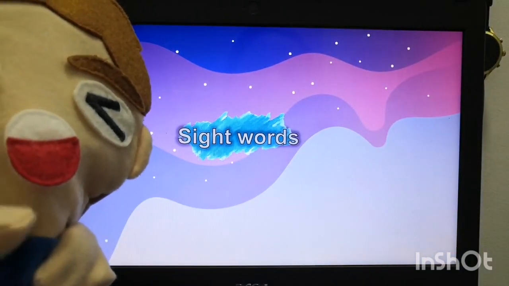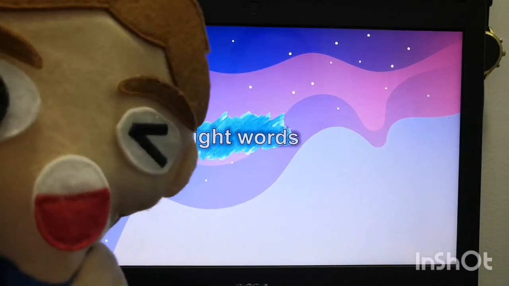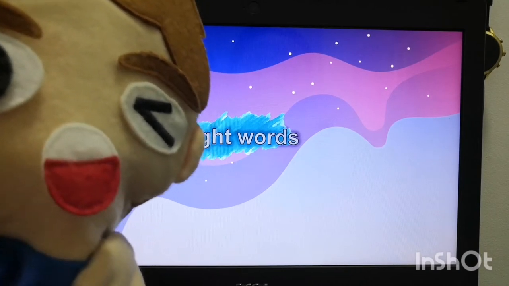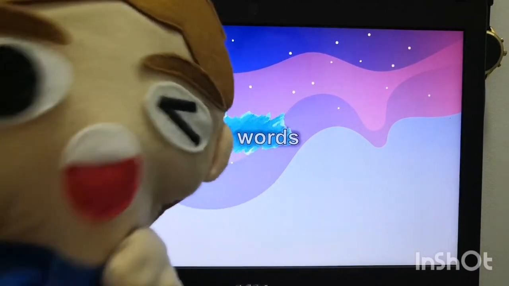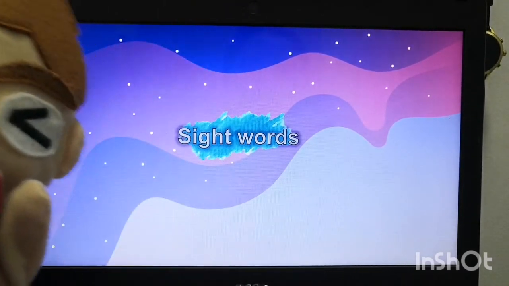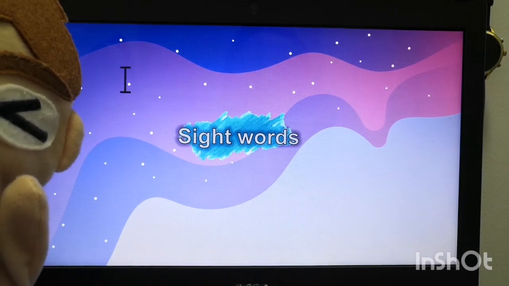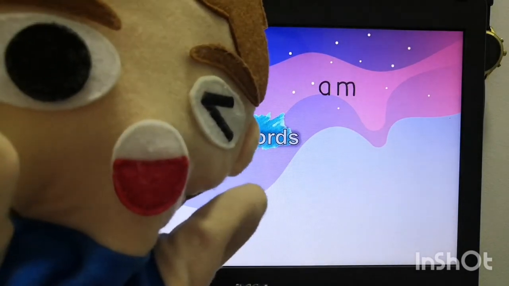Sightwords. What are sightwords? Sightwords means the words that appear most frequently in our reading and writing. So, let's see. I am.